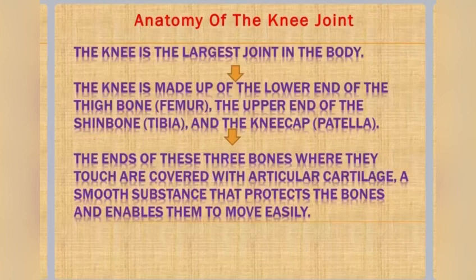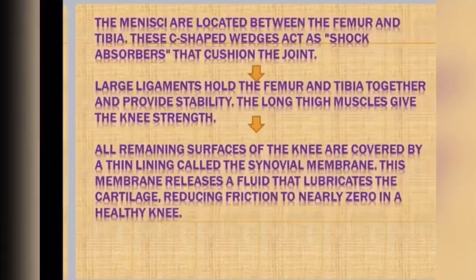Knee replacement. First, we are going to see the anatomy of the knee joint. The knee is the largest joint in the body. The knee is made up of the lower end of the thigh bone, femur, the upper end of the shin bone, tibia, and the kneecap, patella. The ends of these three bones where they touch are covered with articular cartilage, a smooth substance that protects the bone and enables them to move easily.